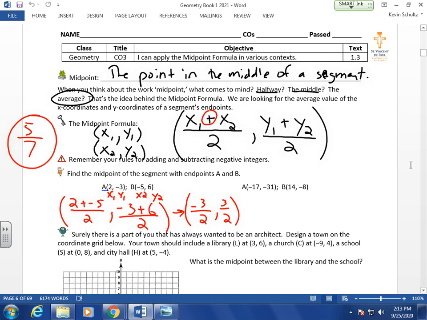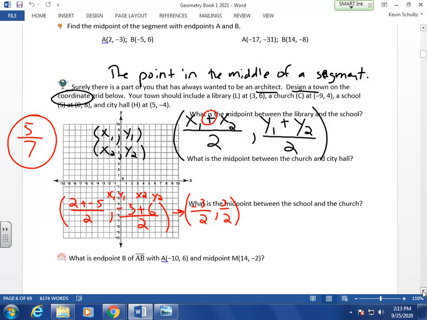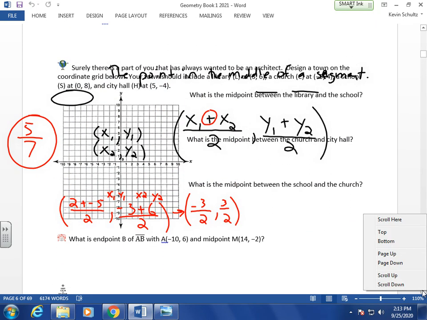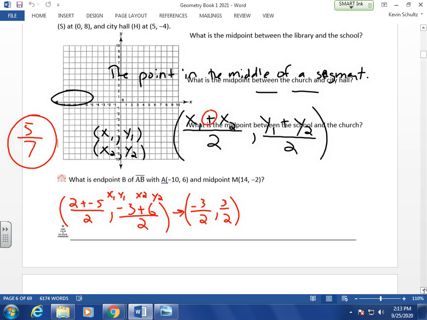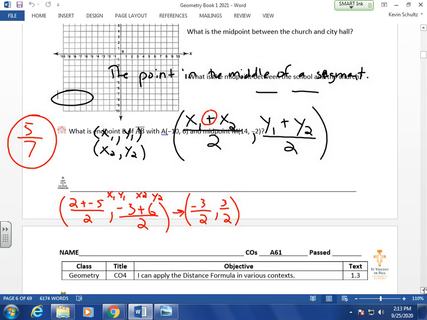I wonder if I scroll down, what's going to happen to my ink? It's going to scroll on with me. Okay, perfect.